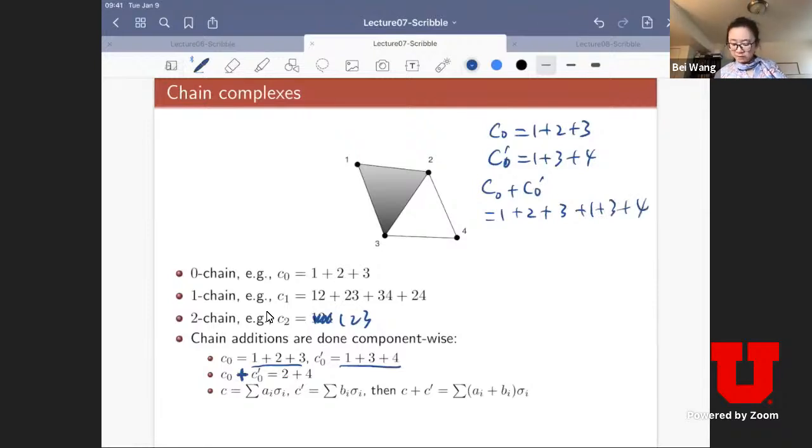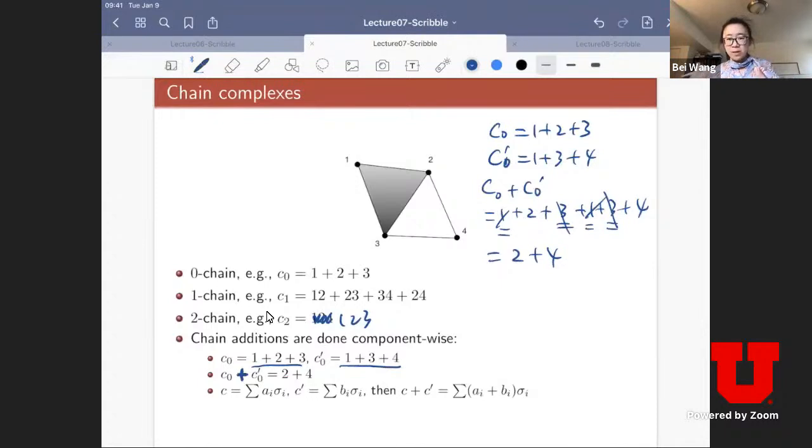So what do I have? I have 2 copies of 3. But remember, 1 plus 1 is equal to 0, so pretty much they cancel. And I have 2 copies of 1. Again, 1 plus 1 is 0 in my Z2 coefficient, so they cancel out. So what I get is 2 plus 4. As you will see very soon, this is all operation within a group.